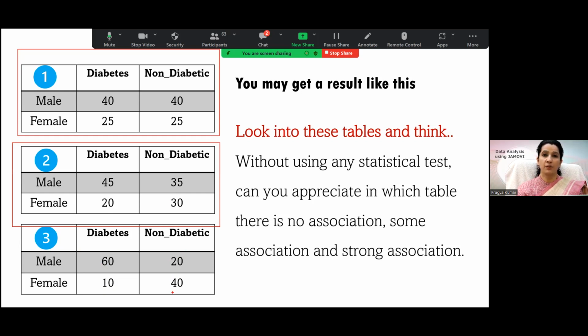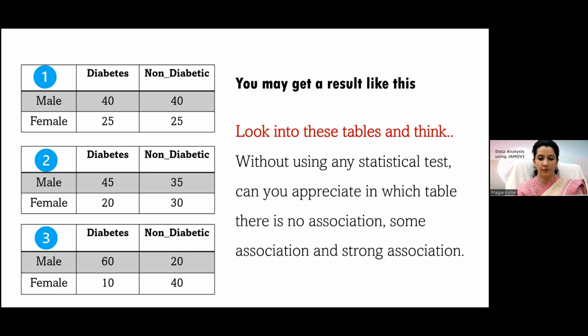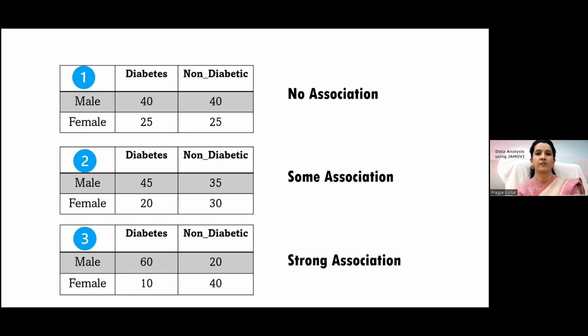So Shantanu has written 1 is no, 2 is some, and 3 is strong. Okay, perfect. So right, I have taken your answer, Shantanu. Varalakshmi has also written correctly: no association, some association, and strong association.